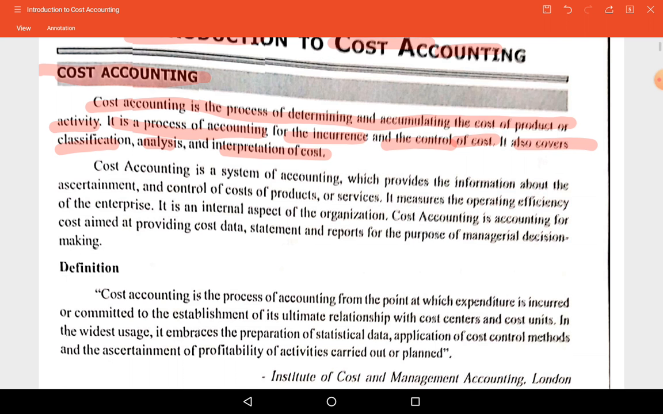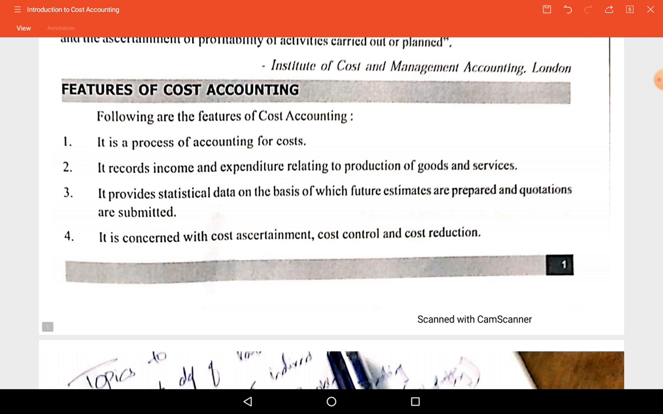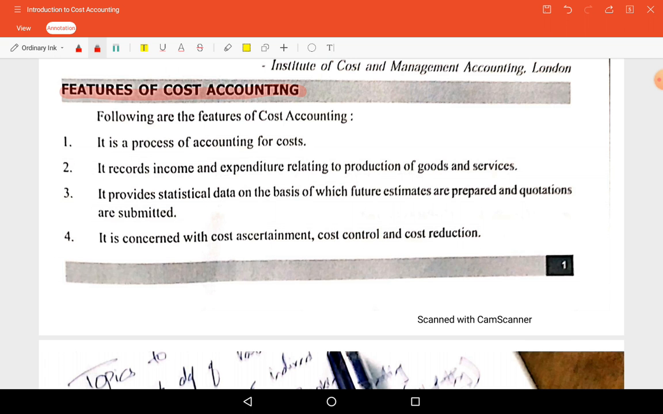So we will go directly to the features. First I am making a revision. Features of cost accounting are also discussed. Following are the features of cost accounting. It is a process of accounting for cost. Cost accounting is a process of accounting for cost. It records income and expenditure relating to production of goods and services. To make a good or produce a product or provide a service, how much cost is incurred and how much income it will generate, that will be recorded in cost accounting, they are saying.